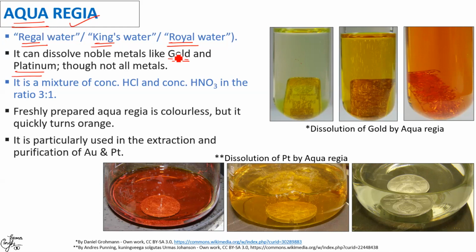Aqua Regia is not a single compound, but a mixture of two acids, concentrated hydrochloric acid and concentrated nitric acid, in the ratio of 3:1 by volume, which means 3 parts of concentrated hydrochloric acid and 1 part of concentrated nitric acid are mixed together to form aqua regia. Students, it is a highly corrosive fuming liquid which when prepared fresh is colorless but within seconds turns yellowish orange or orangish red in color.